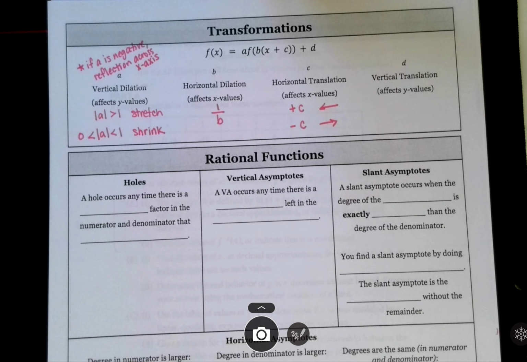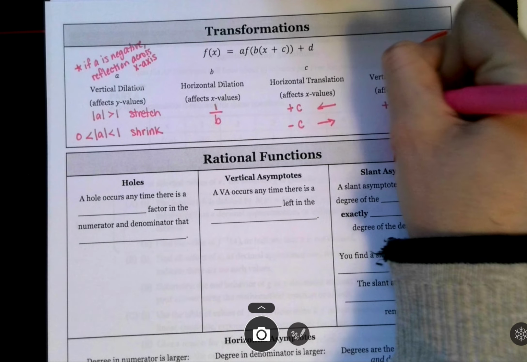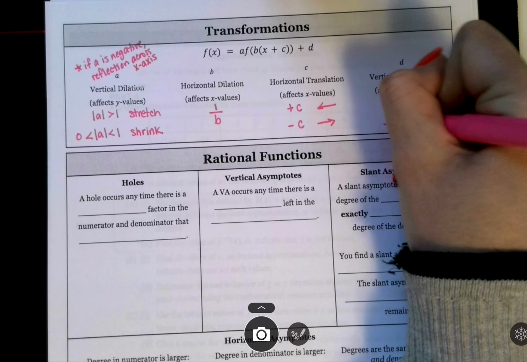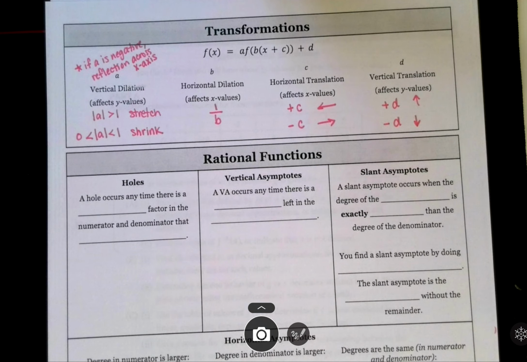And then our vertical translation is exactly how it looks. So if it's plus whatever number, it is going up. If it's minus whatever number, it is going down. So that does affect our range or our y values.